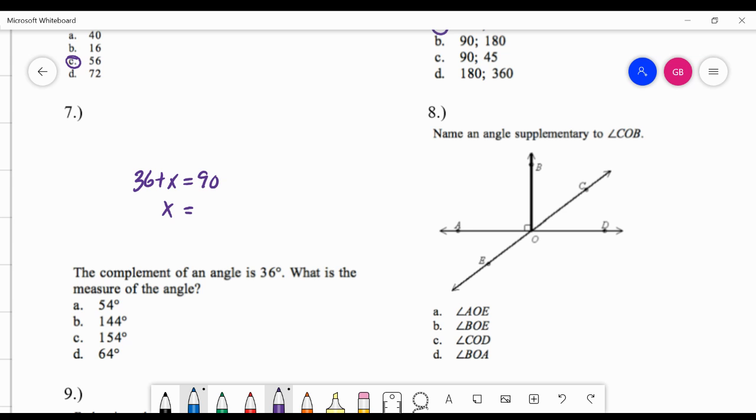Number 7. The complement of angle 36 is, so 36 plus some number has to give you 90. So if you subtract 36 from both sides, you get 54. So the answer is A. Complement has to add up to 90 degrees.